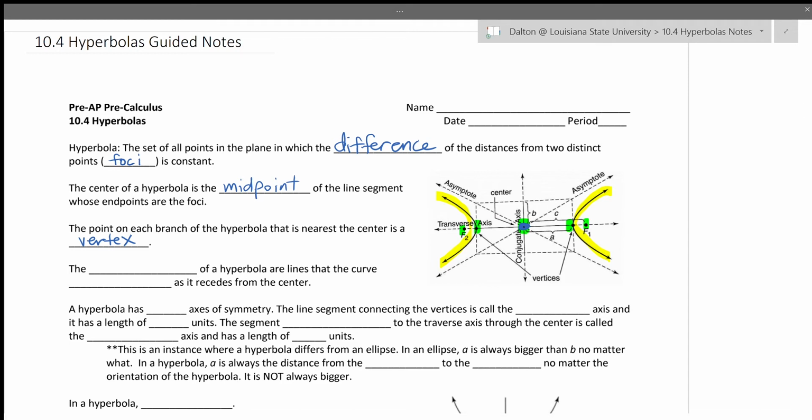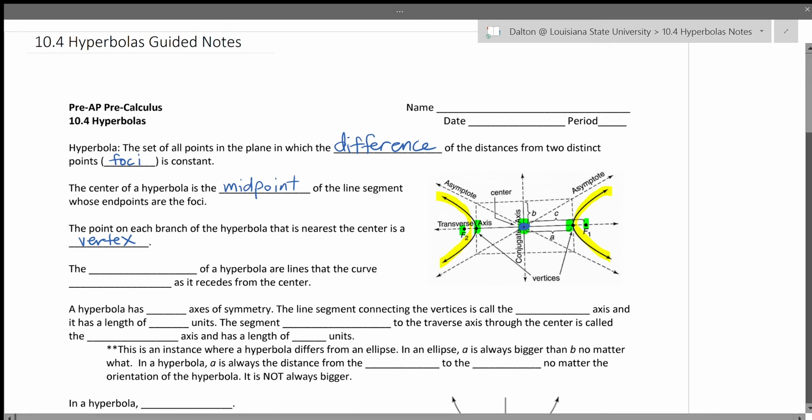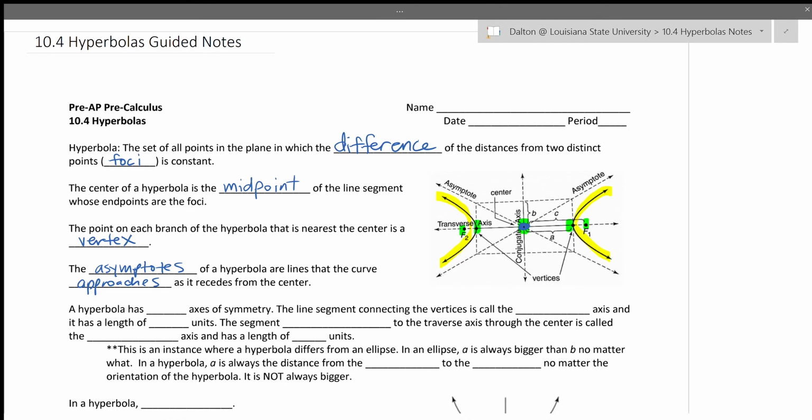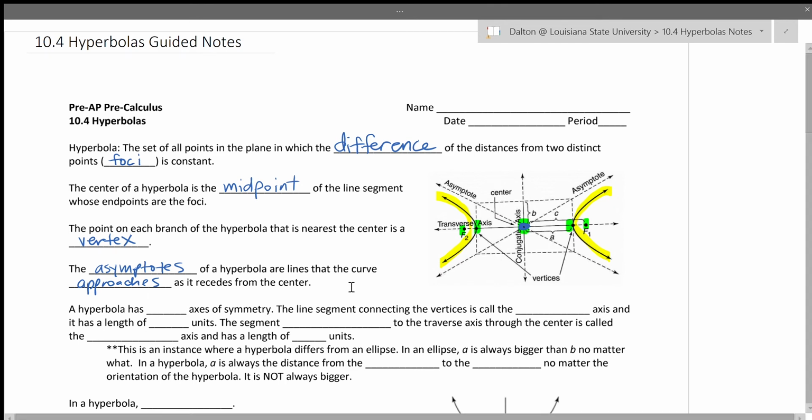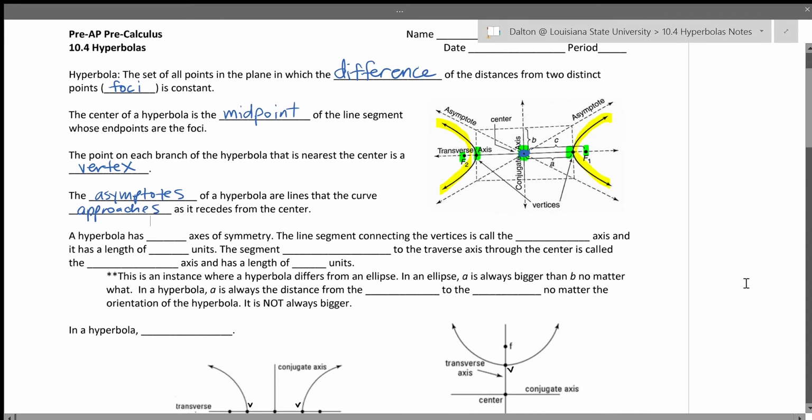In addition to graphing points, what's going to help you figure out where your curve should be is that you're also going to graph the asymptotes. There are two asymptotes. Those are the lines that the curve approaches as it recedes from the center point. Again, that lets you know the shape your curve should take as it travels away from the center point.